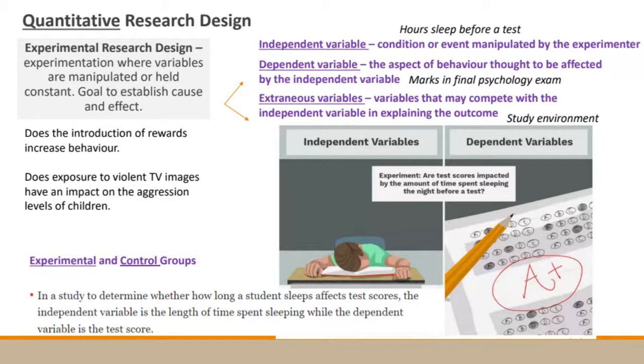So in an example, well, let's do this first. Say we're examining, are test scores impacted by the amount of time sleeping the night before a test? You could set up an experiment to see whether hours of sleep are related to test scores. So the more sleep you get, the higher the test scores, or what is the relationship between those variables? We have the independent variable, which is the variable that is manipulated by the experimenter. And the dependent variable is the aspect of the behavior that is thought to be affected by that independent variable. The independent variable in this case, which we can manipulate, is the hours of sleep before a test.